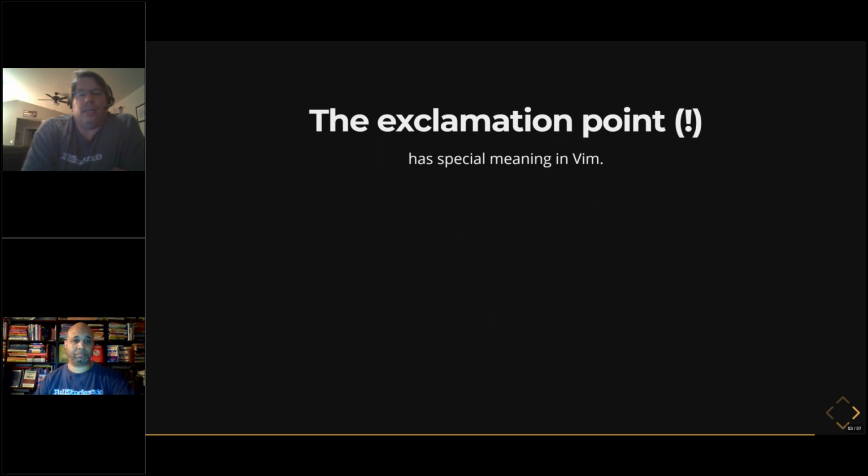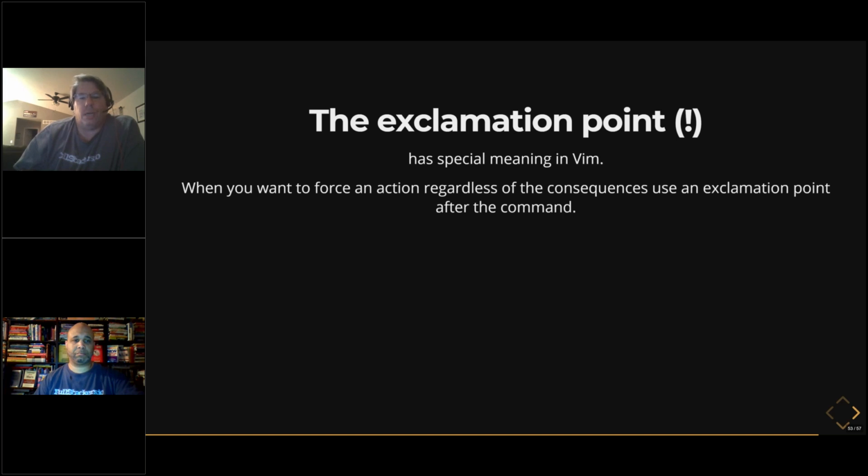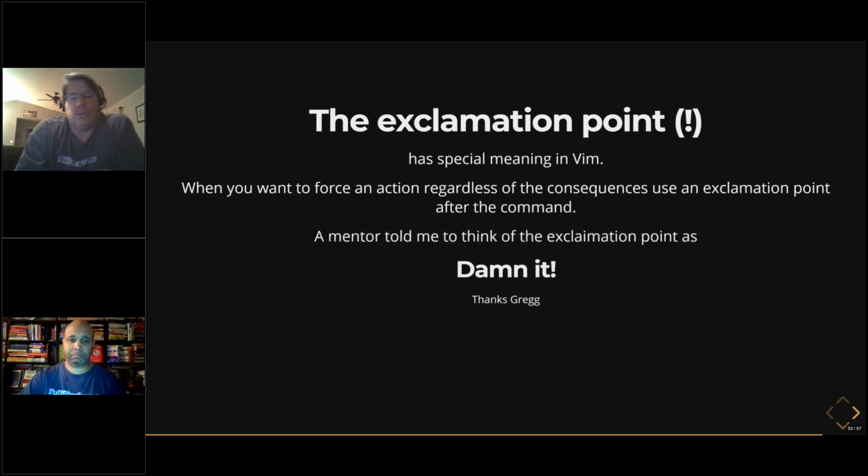The exclamation point inside of Vi has a special meaning. It means do it regardless of the consequences. So when you want to force an action regardless of the consequences, you put an exclamation point after the command. My first mentor, who actually made me use Vi for a long time to get used to it, which is the reason why I know everything I know about it now, told me that the exclamation point stood for "dang it."